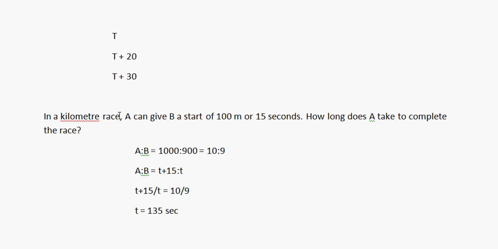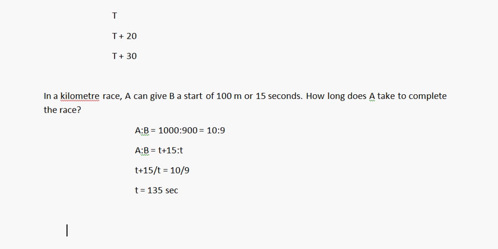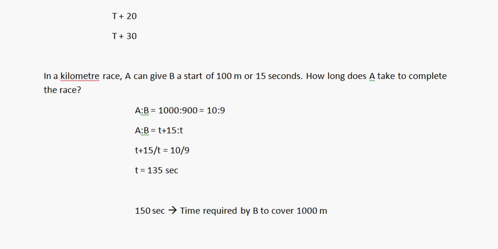Now if you look very closely, it says A can give B a start of 100 meters or 15 seconds, which means in these 15 seconds A would cover these 100 meters. So B would require what time to cover 1000 meters? It would require 150 seconds. That is the time required by B to cover 1000 meters. And what time does A require to cover 1000 meters? 15 seconds less than him, which means A would require 135 seconds to cover the same distance.